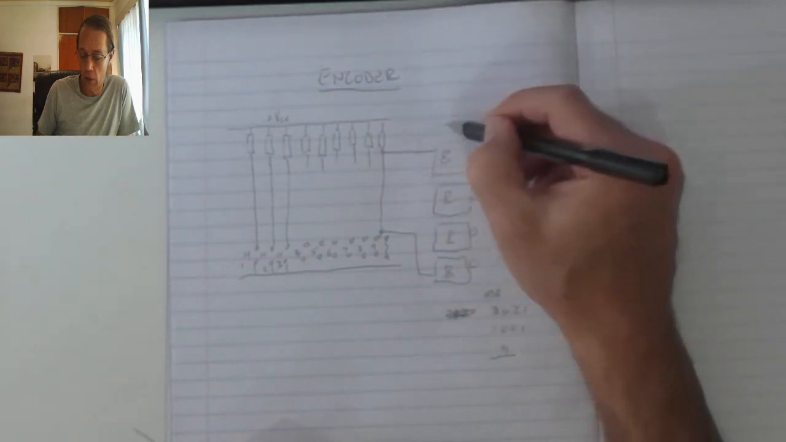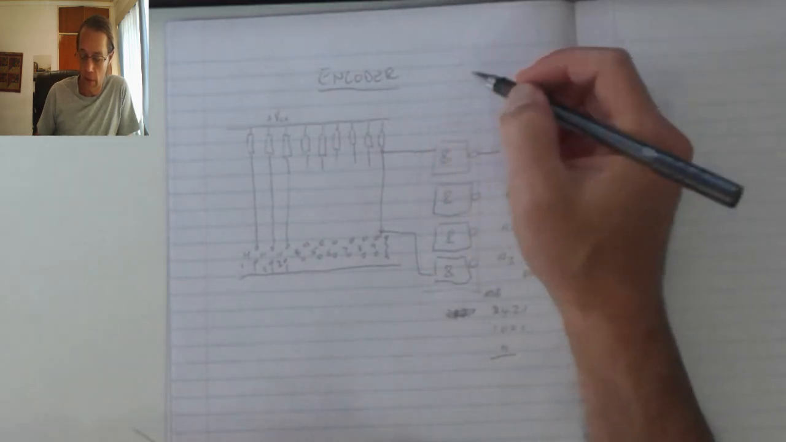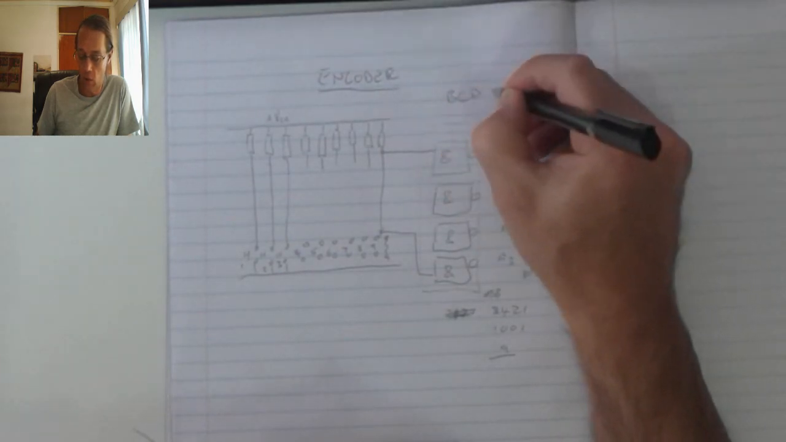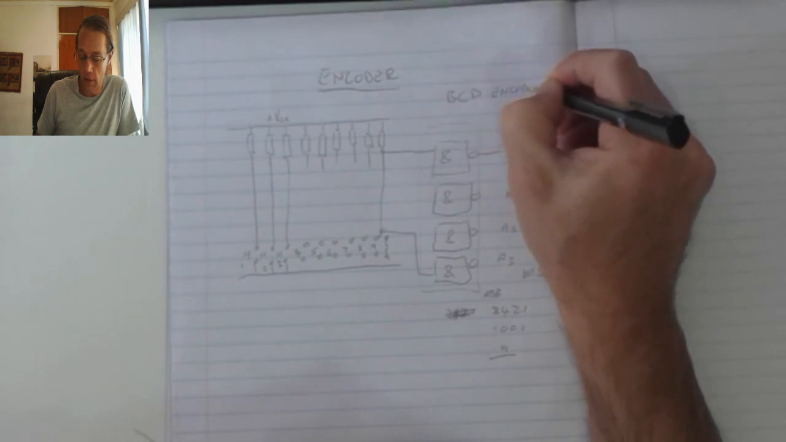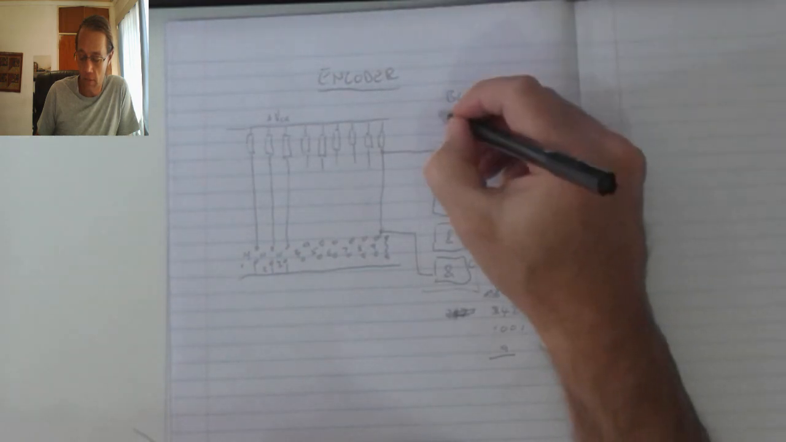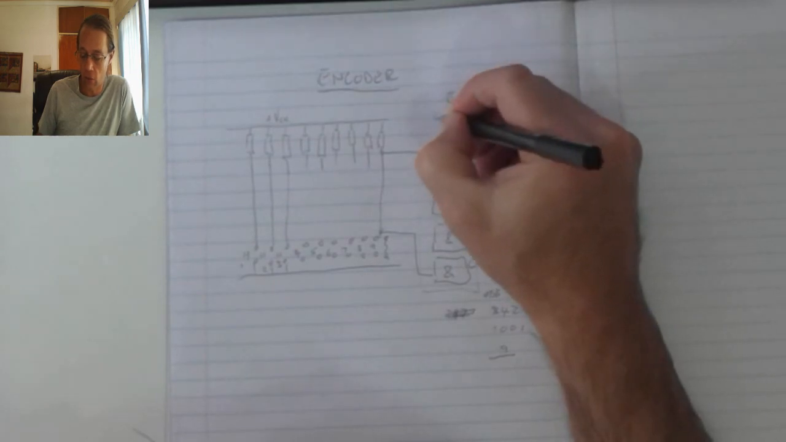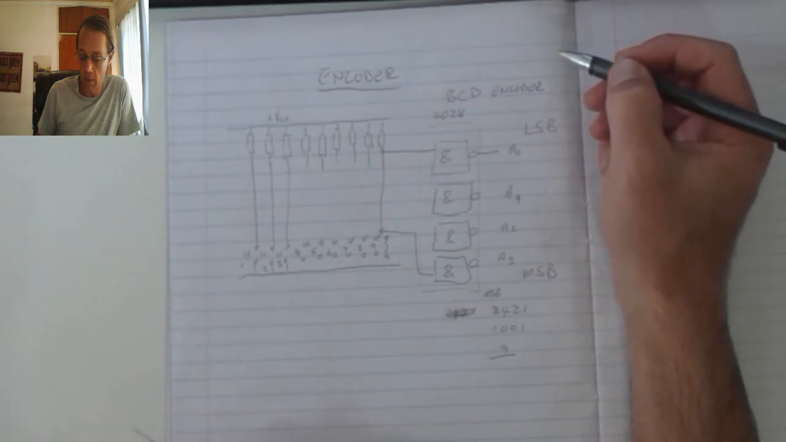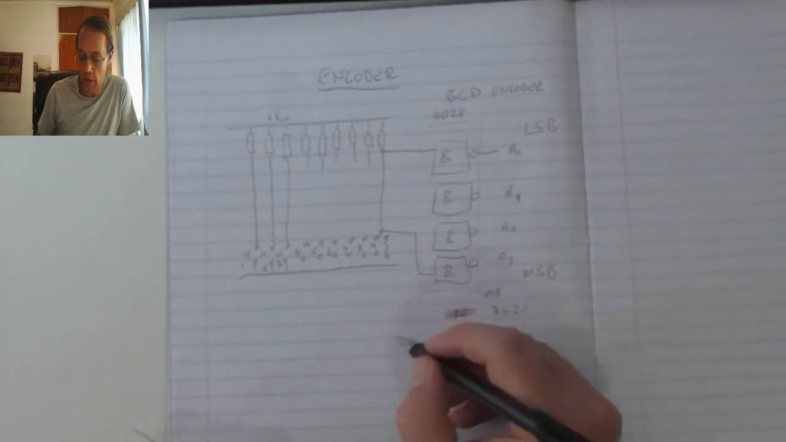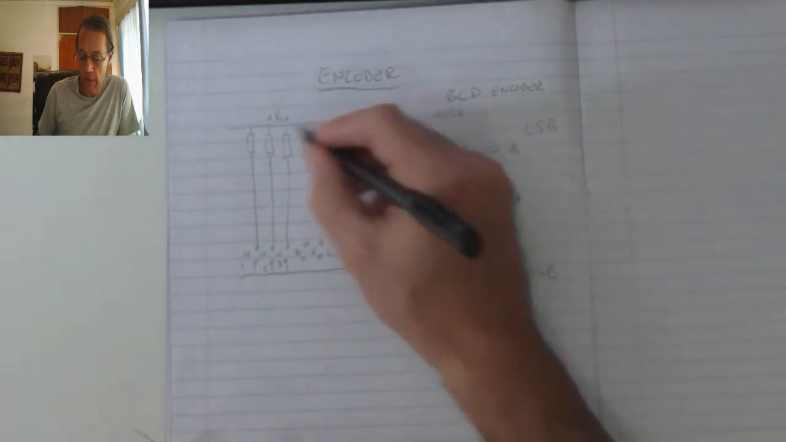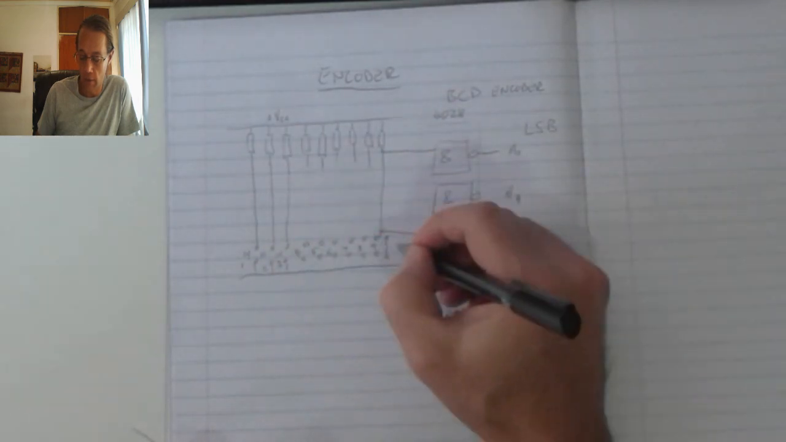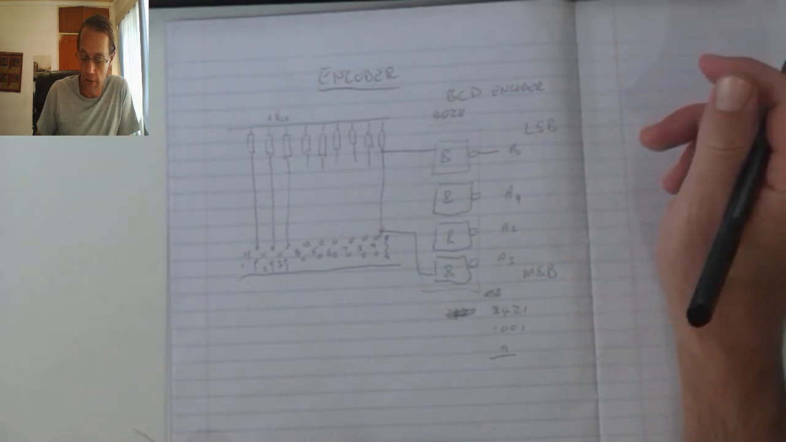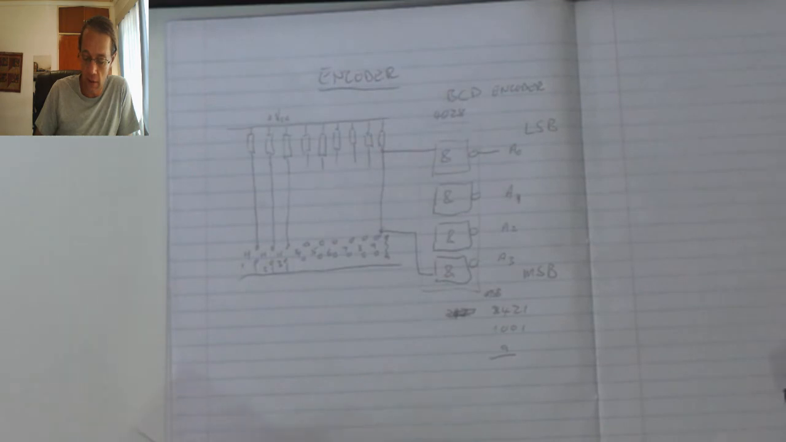Now this section of my diagram is my binary coded decimal encoder, and I got this from the data sheet of the 4028 or similar IC, and that's my encoder. Its function is to convert all this information, depending on which button is pushed, into a binary code, which we can then use to calculate with at a later stage.